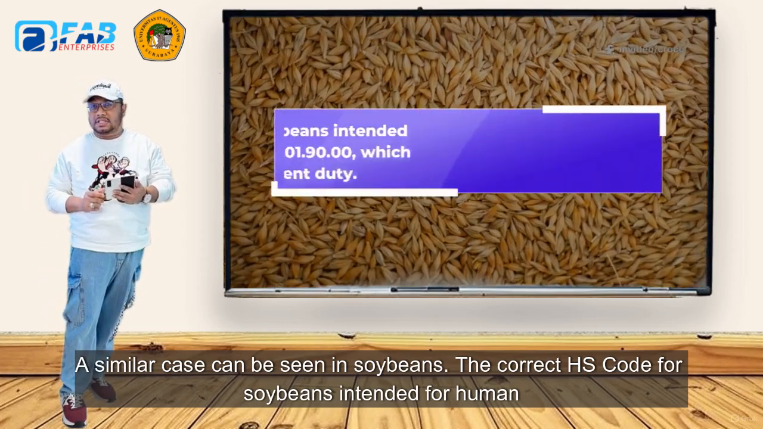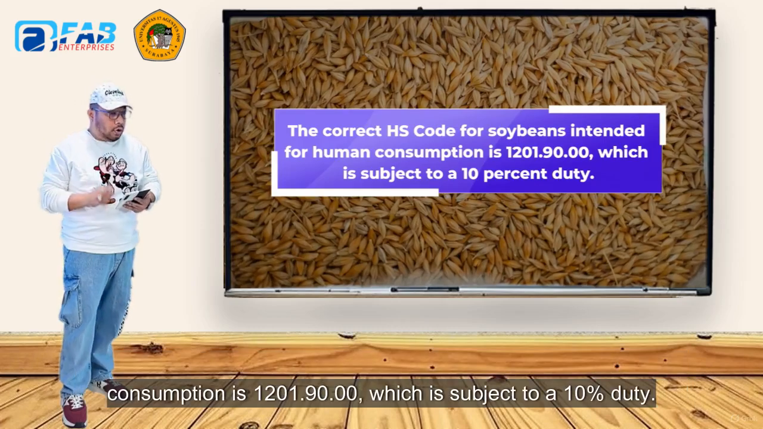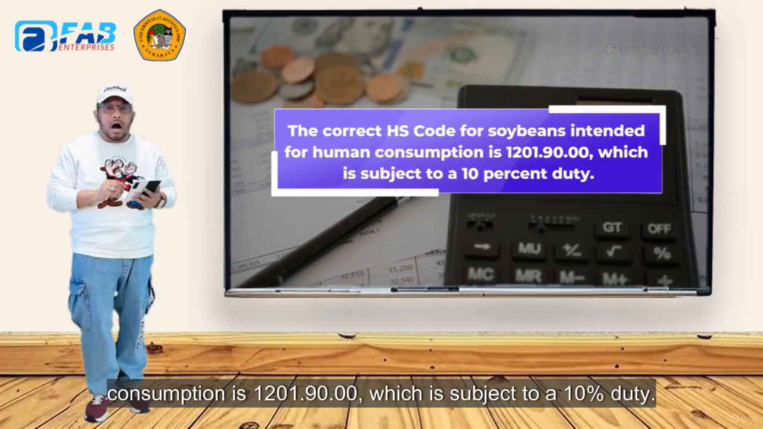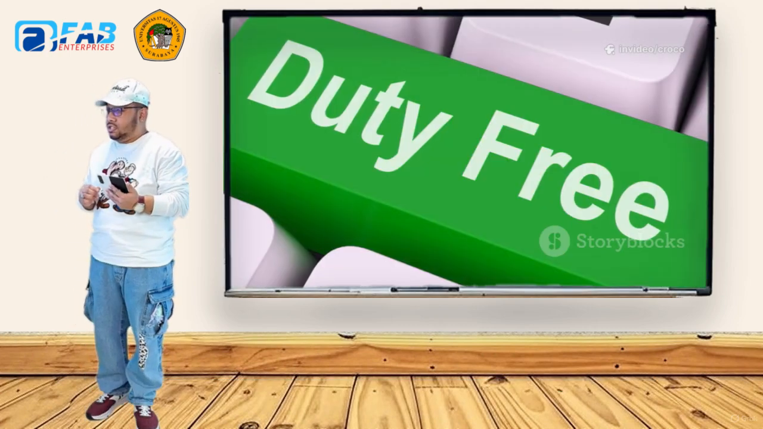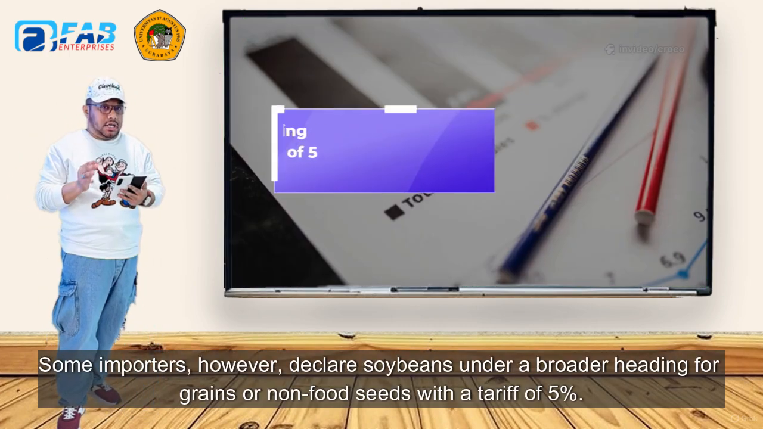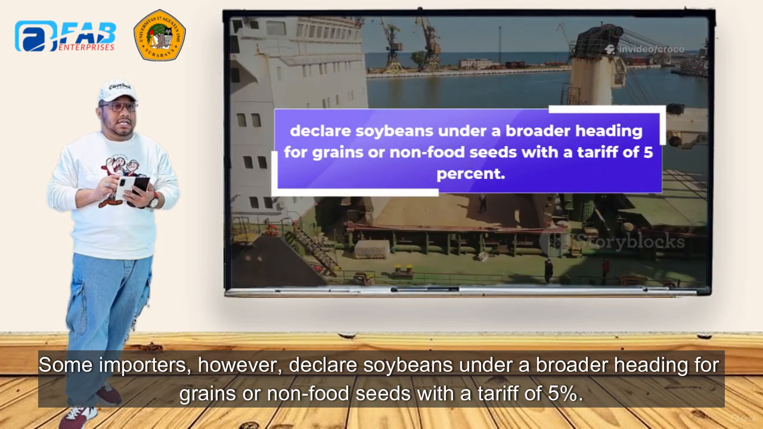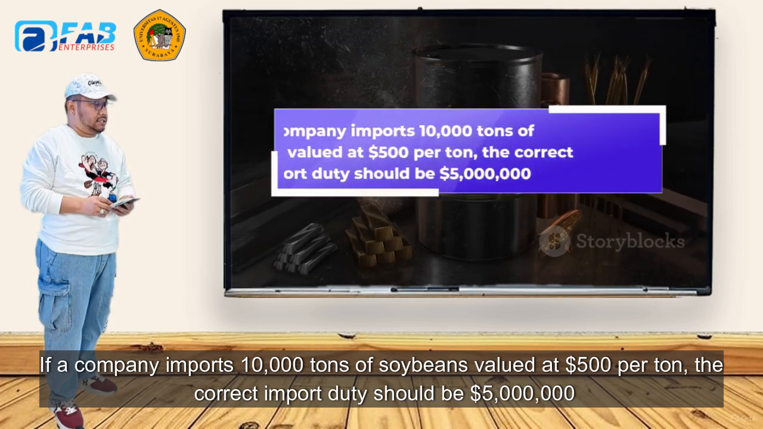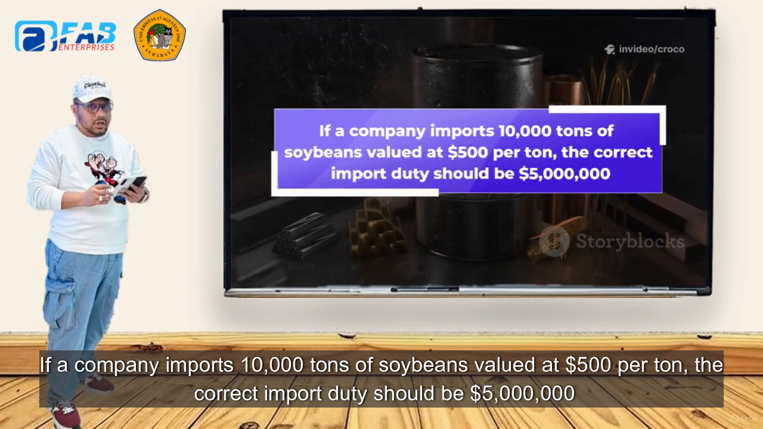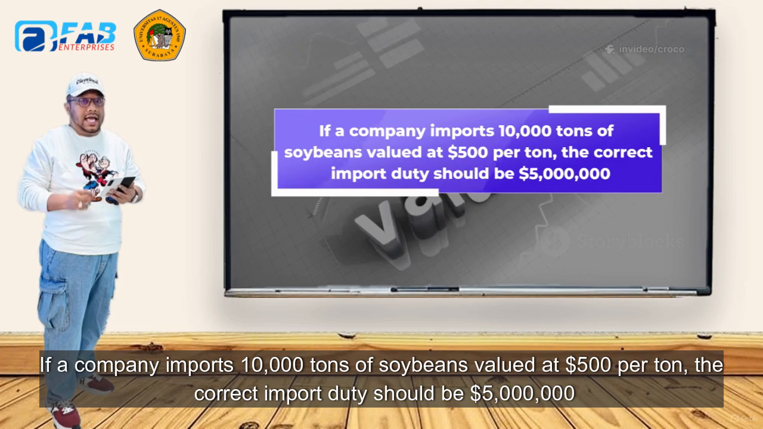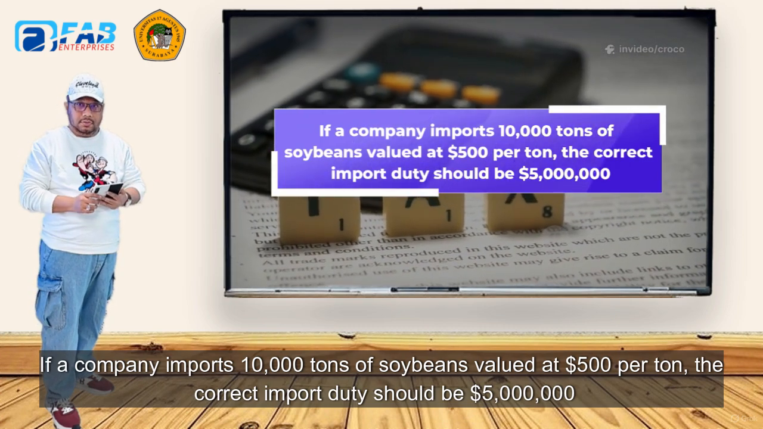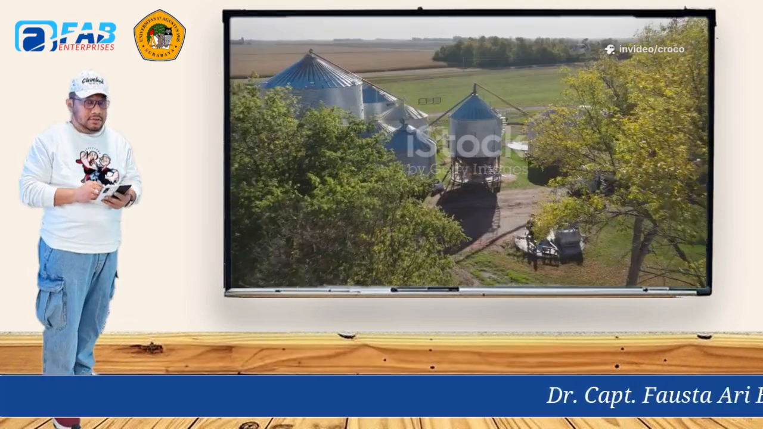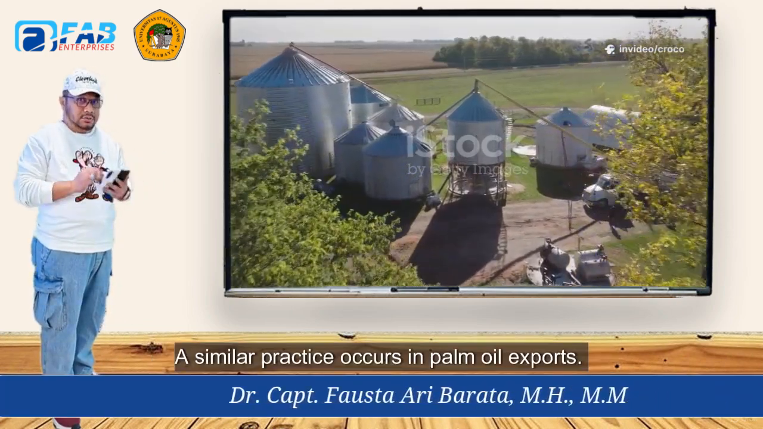The correct HS code for soybeans intended for human consumption is 1201.90.00, which is subject to a 10% duty. Some importers, however, declare soybeans under a broader heading for grains or non-food seeds, with a tariff of 5%. If a company imports 10,000 tons of soybeans valued at $500 per ton, the correct import duty should be $5 million, but with misclassification, only $2,500,000 is paid. A similar practice occurs in palm oil exports.